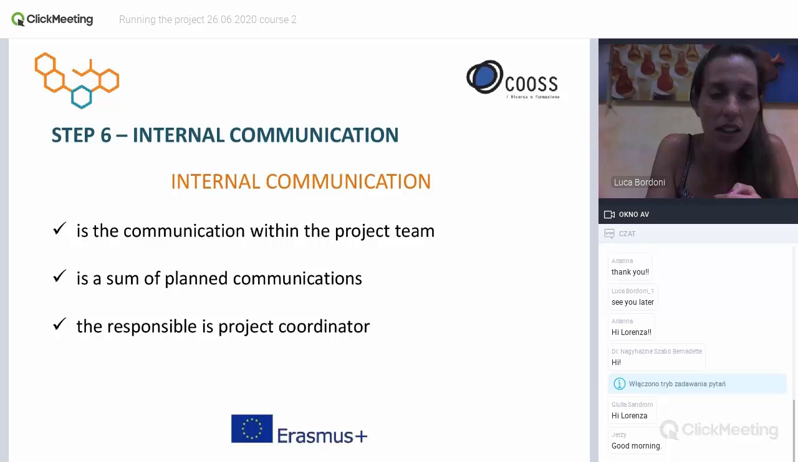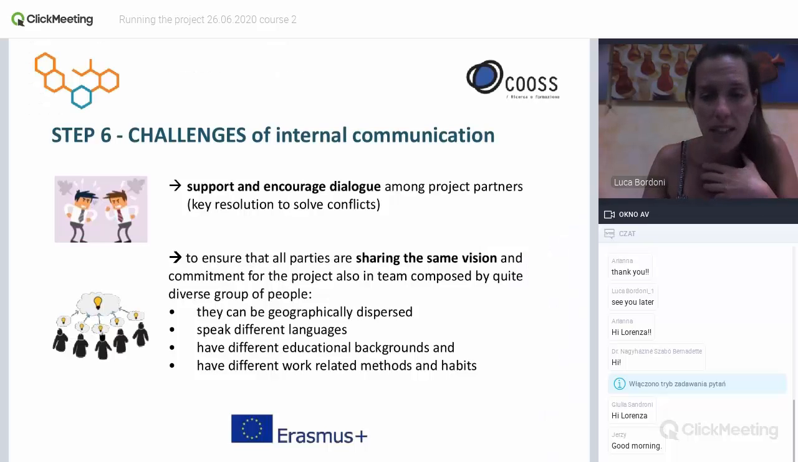And so here, in support of the internal communication, that is the communication within the project team. And we are going to see how it is a sum of different kinds of communication, and it's under the responsibility of the project coordinator. One of the main skills of a project coordinator is communication skill. It is really challenging to have an effective, efficient, and smooth internal communication.